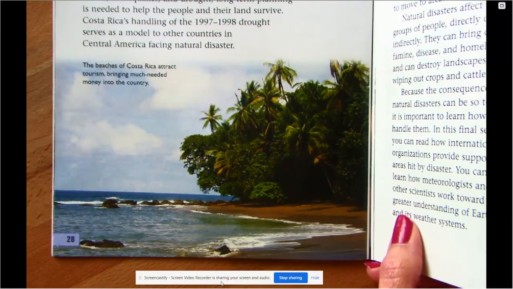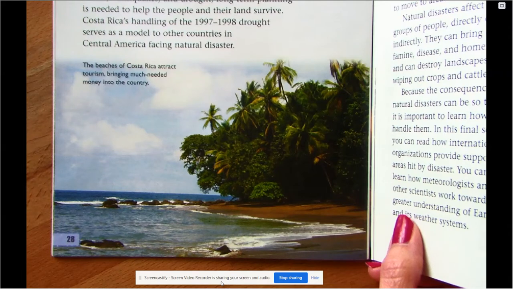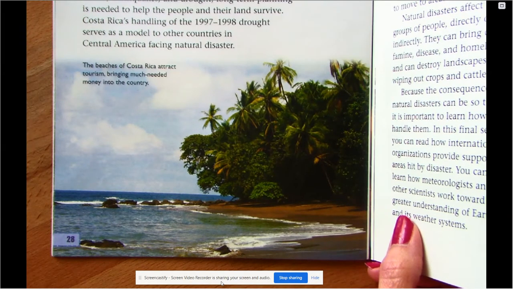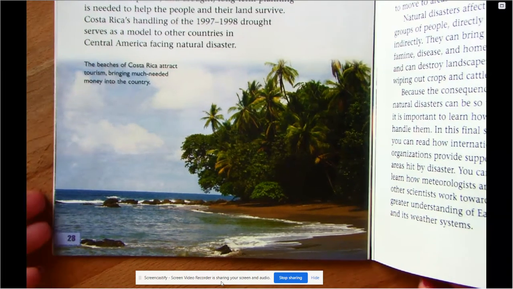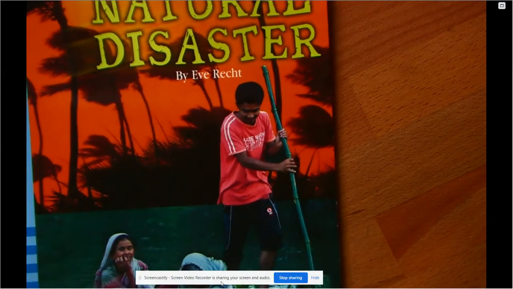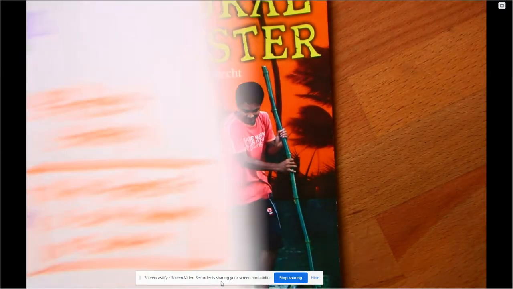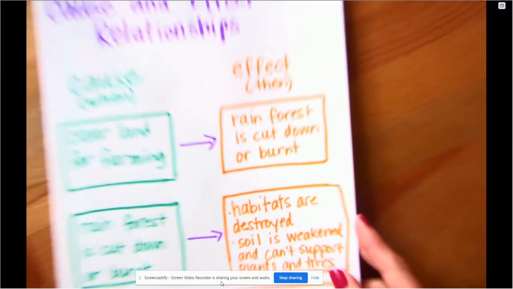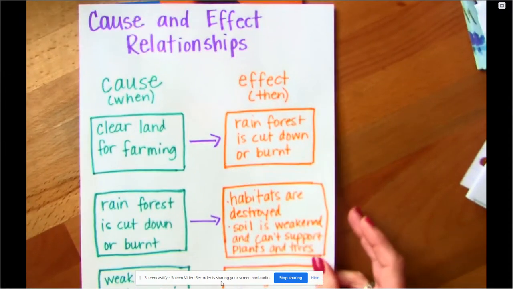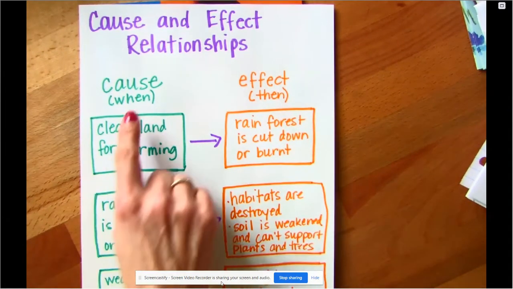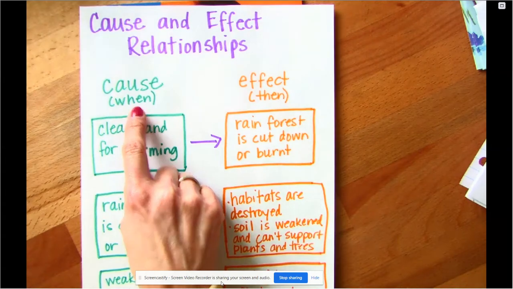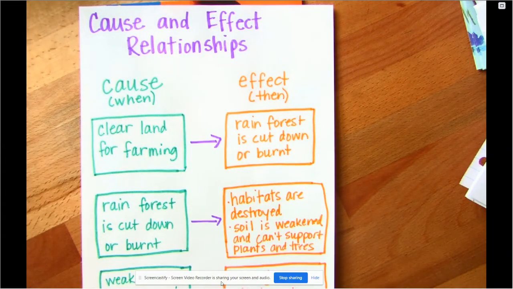Here's a beautiful picture that says the beaches of Costa Rica attract tourism, bringing much needed money into the country. So today, you're going to focus on cause and effect when you are doing your activity for today. Let me show you what I mean by that. Cause and effect. I like to think of it as when something happens, then something else happens as a result.